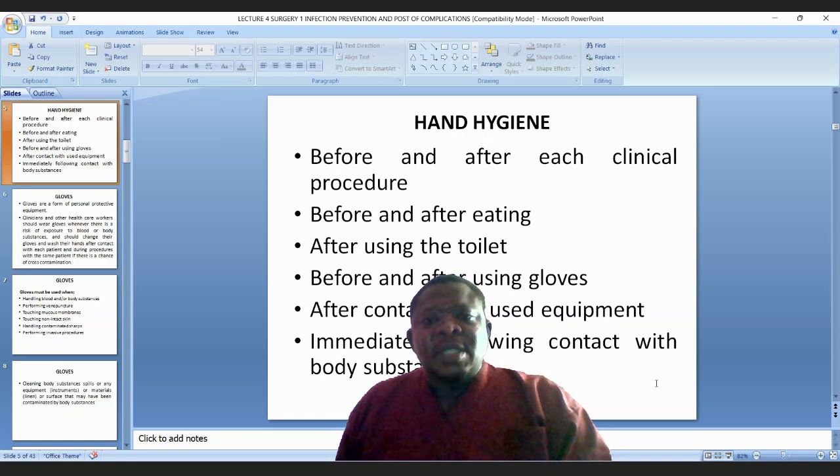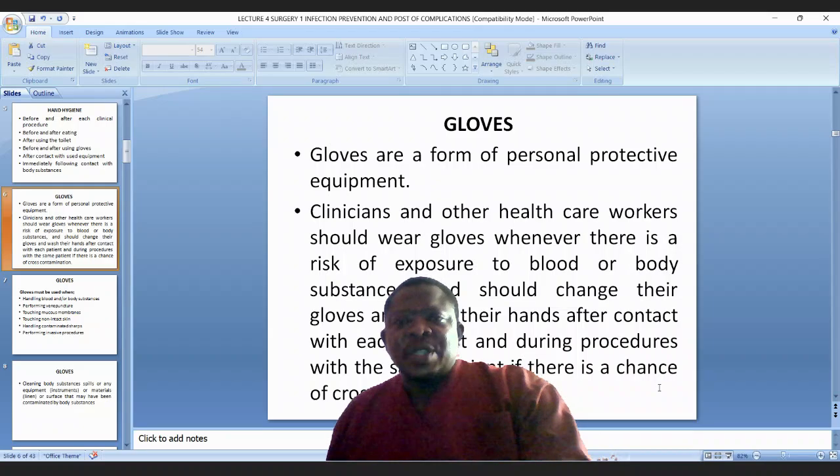So contact with infection can also come before and after eating, and after using the toilet. After using the toilet, you can come in contact with some infection, so it is important that you wash your hands. It's important that before you eat, you wash your hands. After you eat, you wash your hands. Before and after using gloves, you need to wash hands. After contact with used equipment, you need to wash hands. Immediately following contact with body substances also requires that you wash hands.